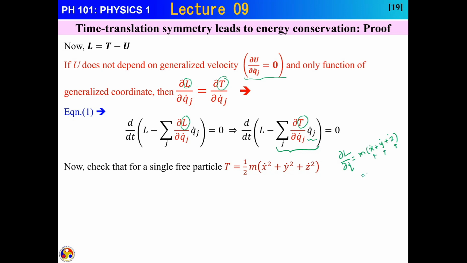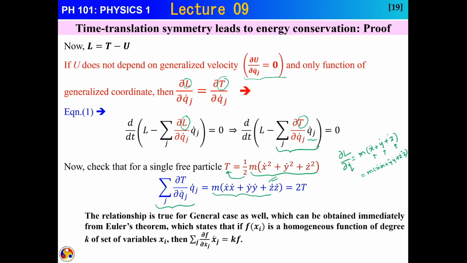So that will end up as m times x dot squared plus y dot squared plus z dot squared, which, if I move this 2 to the right side, this term and this term are going to be the same. Now this functional form is a standard theorem, saying that this relationship is true for a general case, and it's written as Euler's theorem.